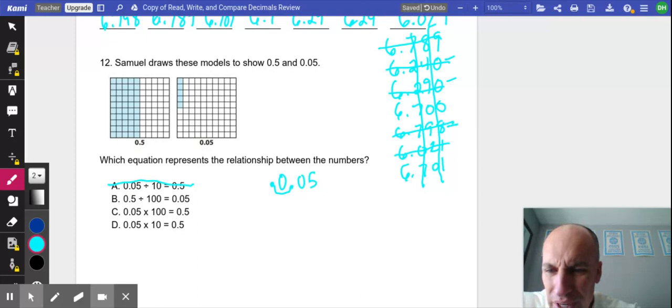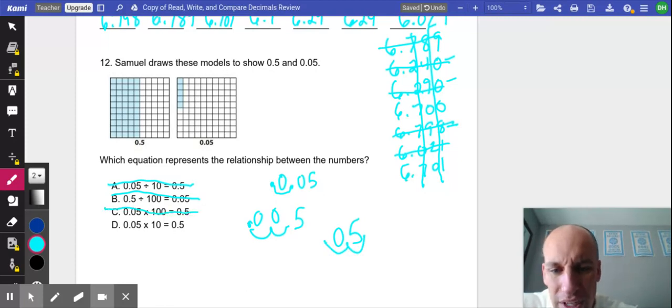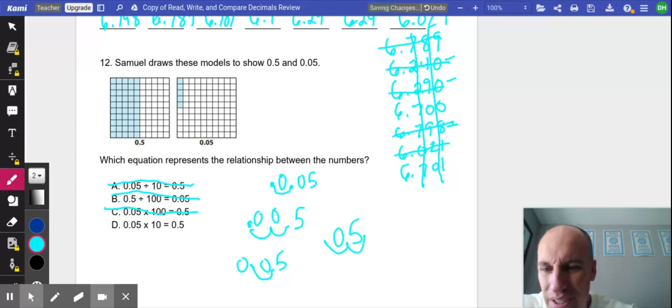The next one, 0.5, 5 tenths divided by 100. So I need to move it twice to the left. So that would be 5 thousandths. That is not up there. So that's not going to be right. The next one, if we have 5 thousandths, we multiply it by 100, we would get 0.5. So that one's not right. When you multiply, you move to the right. The next one, we have 5 hundredths, multiply it by 10, and we get 5 tenths. So that one is correct.